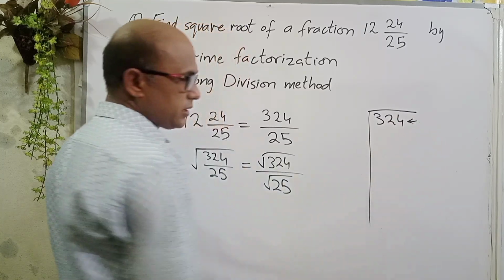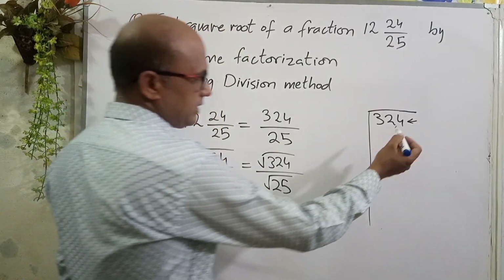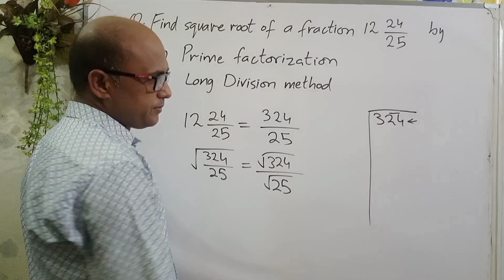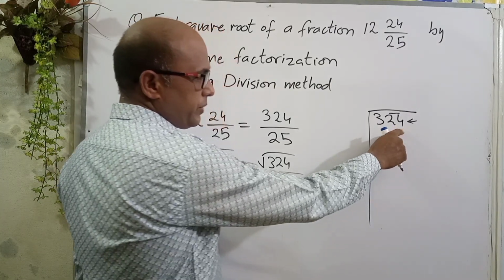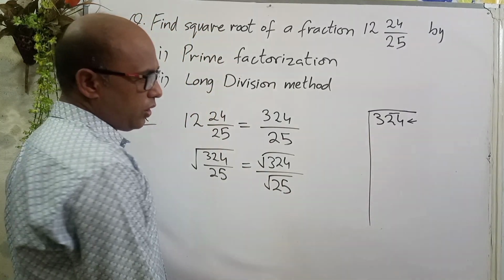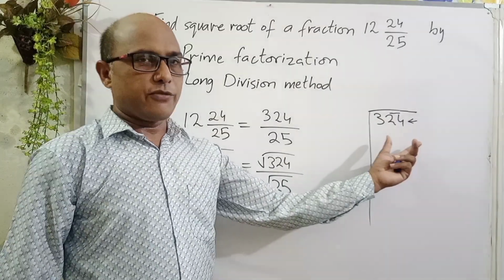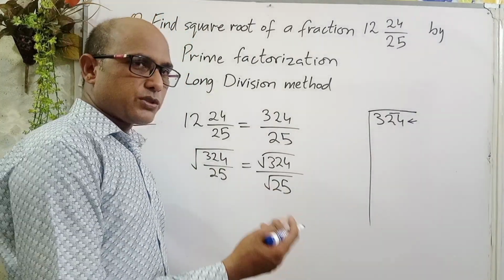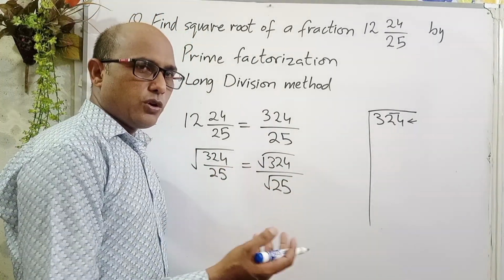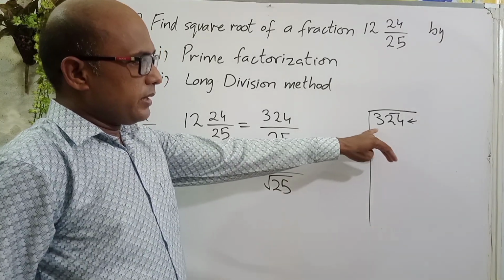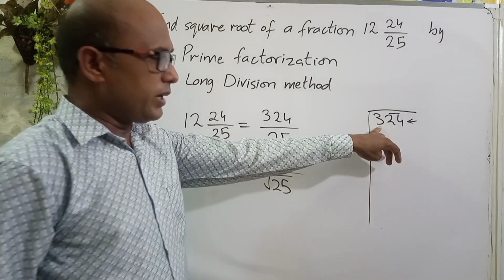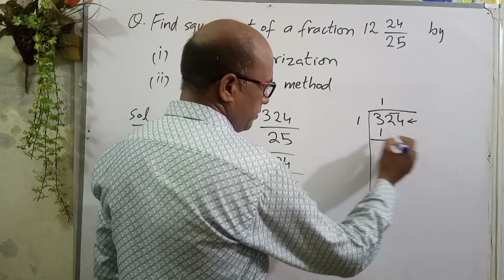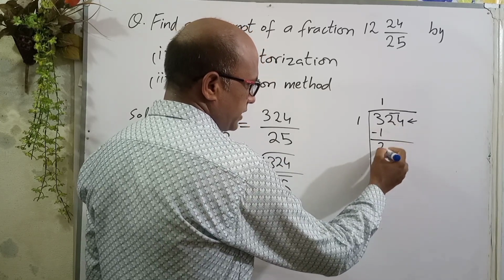324. You must know from the right hand side we do pairing. First pair is 24 and 3 is left alone. So we use here perfect squares. Perfect squares, you know it very well. Square of 1, square of 2, square of 3, square of 4, square of 5. So the perfect square to be used over here is 1. 1 ones are 1. By subtracting, 3 minus 1 is 2.